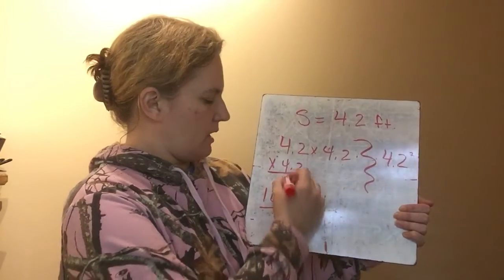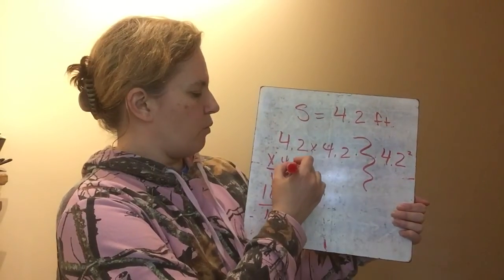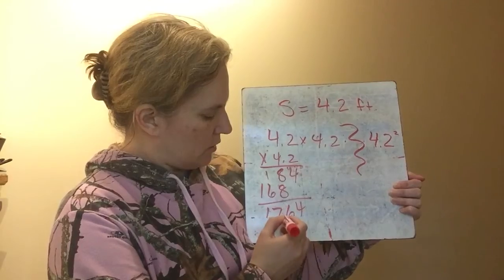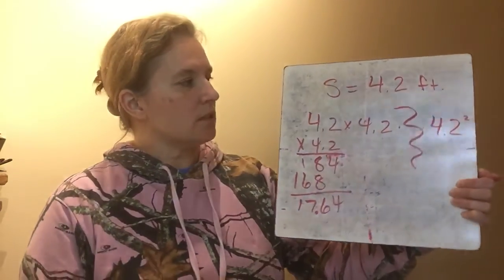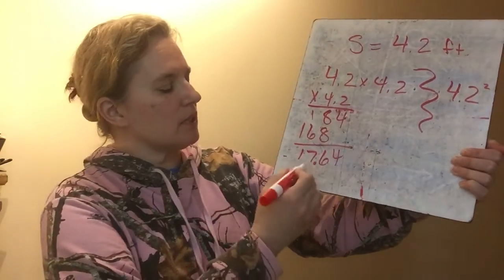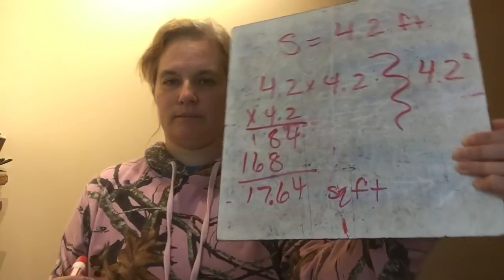Let's add it up. 6, carry the 1, 7, 1, and then we have 1, 2 decimal points that we need to move over. So 1, 2 decimal points. So a square like this, its area would be 17.64 square feet.